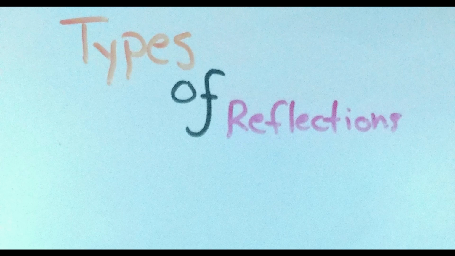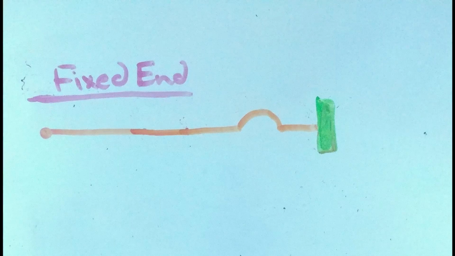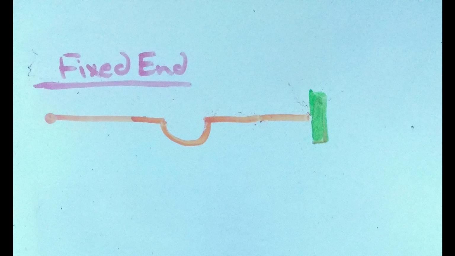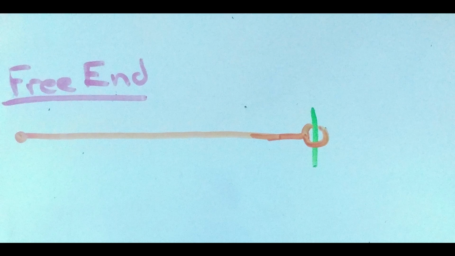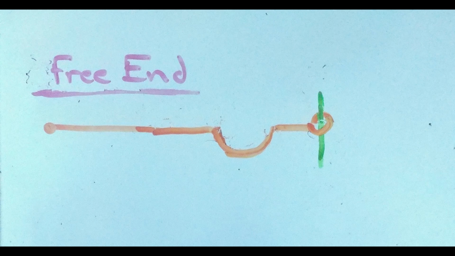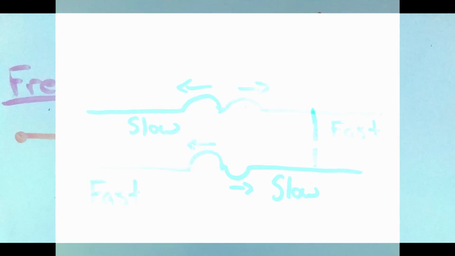There are two types of reflections. Fixed end reflections are when one end of the wave is attached to a more dense, therefore slower, medium, and the pulse of the wave inverts in the opposite direction. Free end reflections have no inversion, and instead the pulse just returns in the opposite direction. These happen when one end of the wave is attached to a less dense medium.